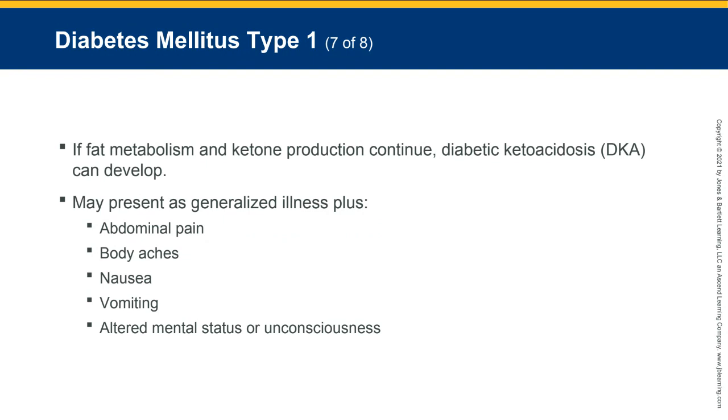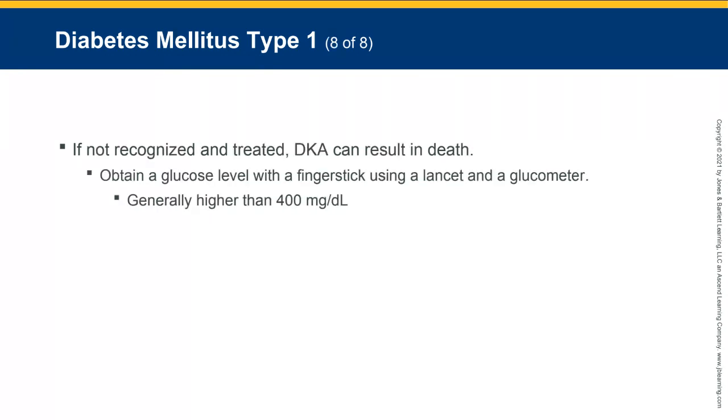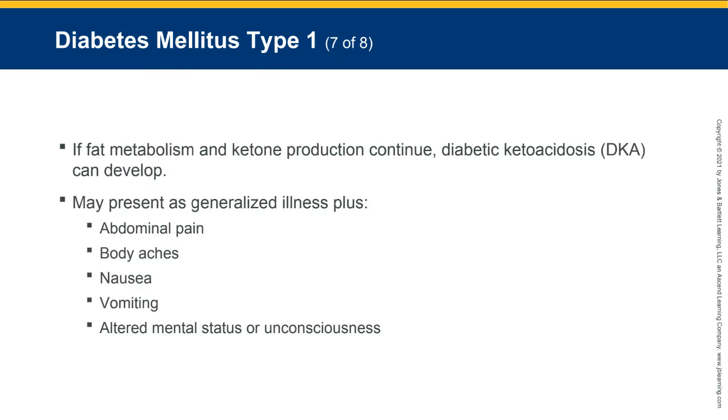Now, if fat metabolism and ketone production continue, diabetic ketoacidosis, or DKA, will develop. It may present as a generalized illness plus abdominal pain, body aches, nausea, vomiting, altered mental status, or unconsciousness. Now, please note that DKA will only occur when the blood sugar rises for a type 1 diabetic.